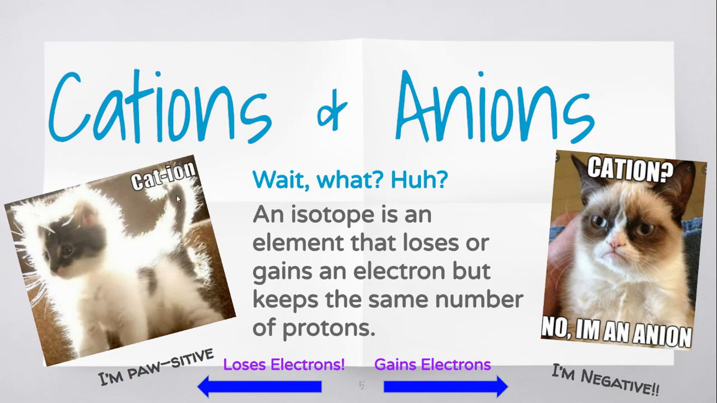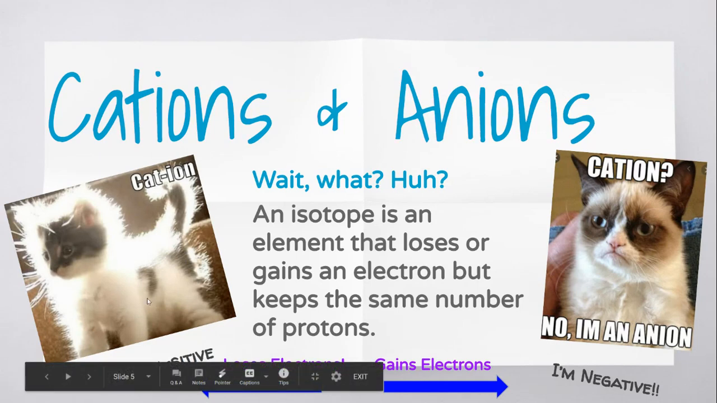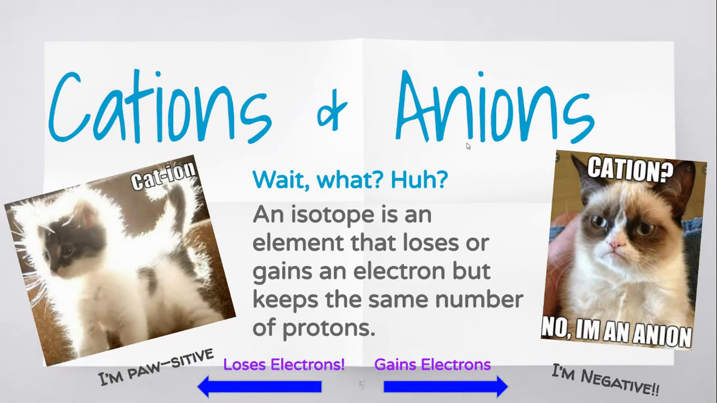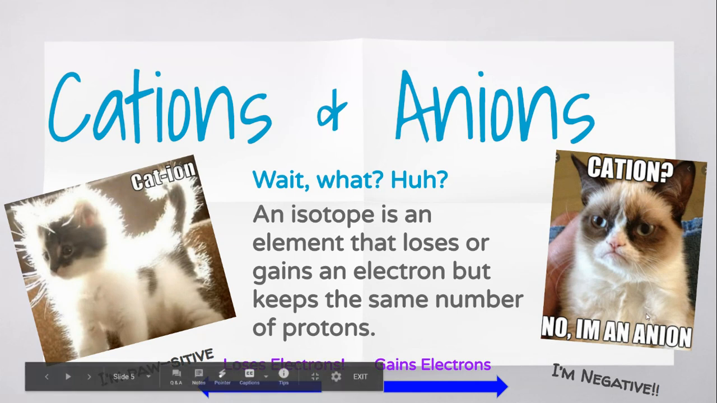So you become a cation, like this little fuzzy cute cat over here. It's positive, positive. Okay. Now, if you actually gain an electron, you become more negative. So you become grumpy cat. You're not a cation. You're an anion. You're a grumpy cat. So you become more negative.